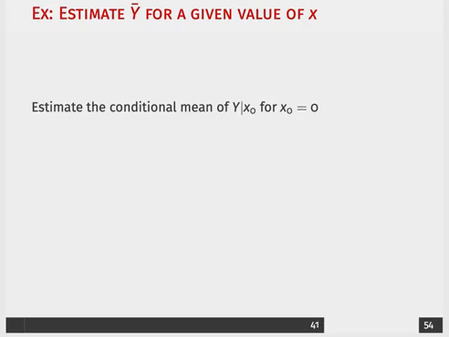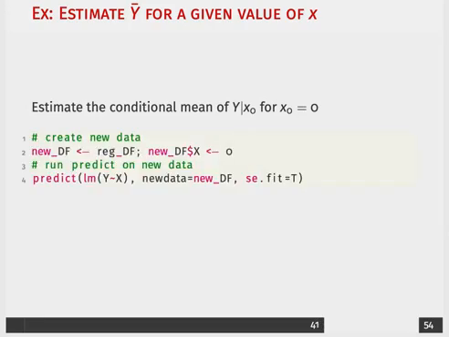Now, we can easily do that in R, and I want to do an example where we're estimating the conditional mean of y given x naught, where x naught is equal to 0. So essentially what we're saying is give us the predicted value of y when x equals 0. In order to do that, I'm creating a new data frame here in line 2, and using this new data frame with this new value as the new data, having my model here, and saying that I want to return the standard errors in my prediction.